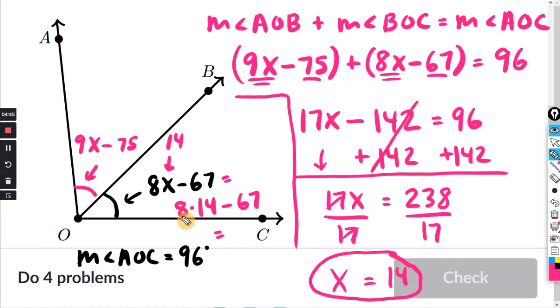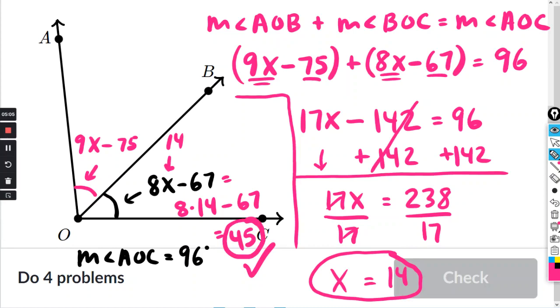Let me see. 80 plus 32, that's 112. Let me use the calculator so I don't make a mistake. 8 times 14 minus 67, that is 45. Final answer.